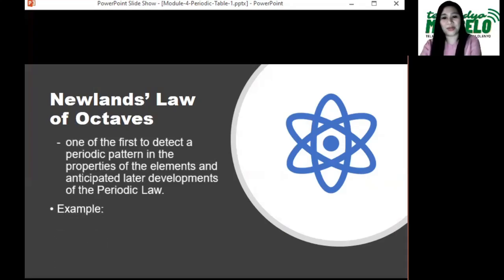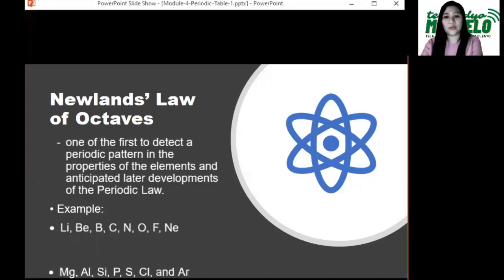Let us have an example. Look at your periodic table. You can use your handmade periodic table. Look for the element lithium, beryllium, boron, carbon, nitrogen, oxygen, fluorine, and neon. It clearly shows the pattern of the arrangement of the elements on the periodic table. The same with the next example. Magnesium, aluminum, silicon, phosphorus, sulfur, chlorine, and argon. Those elements are arranged based on its chemical properties.